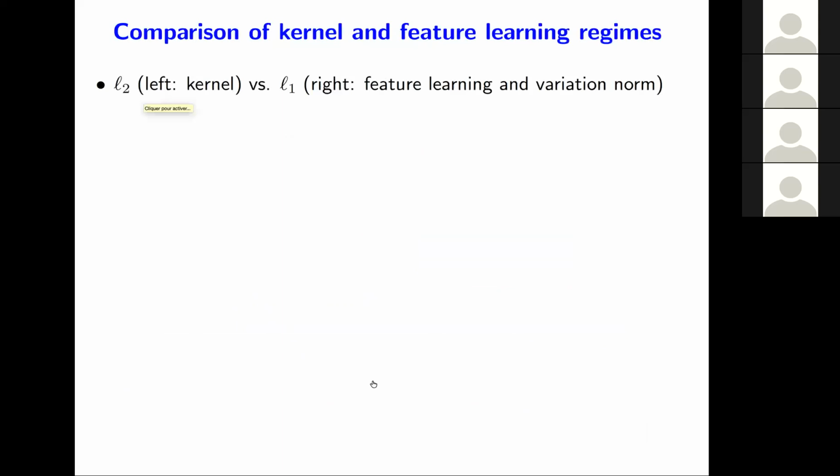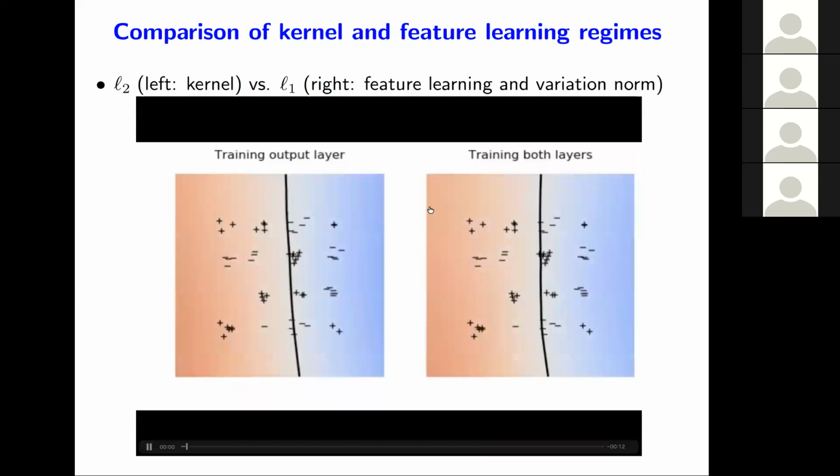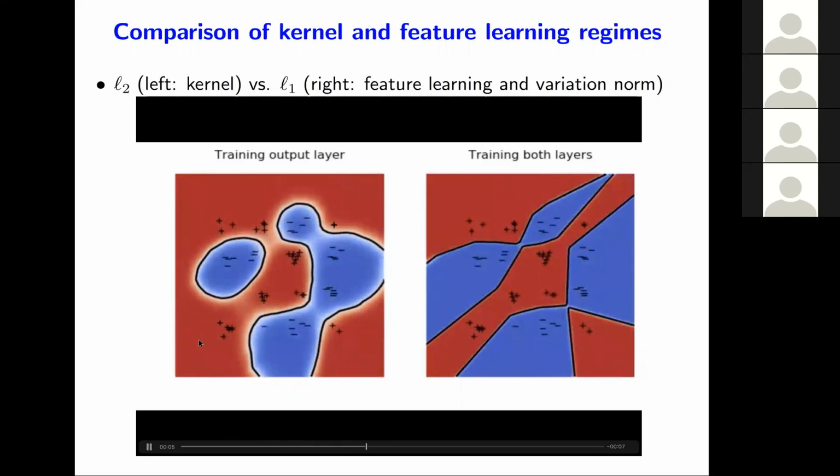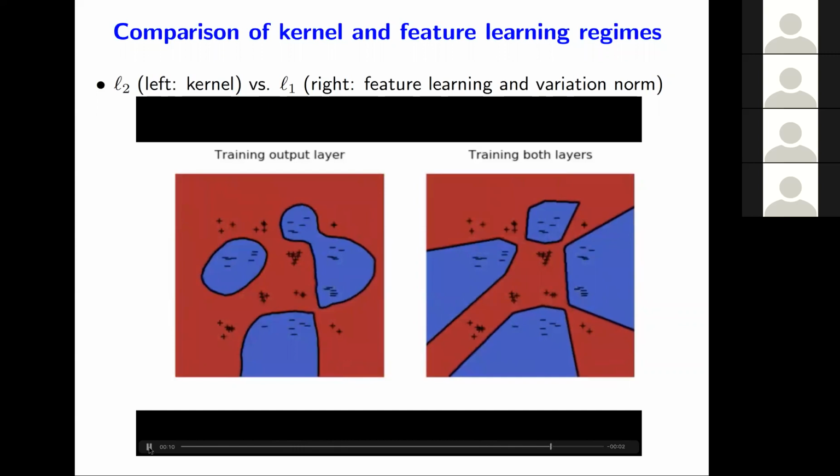And the last video compares the kernel regime, when you have smooth functions, and the feature learning regime, when you have non-smooth functions. Same problem. On the left, L2, where you learn the smoothest function, which separates the data. Whereas on the right, you see what you obtain with neural network learning, with all parameters being optimized. So you only get a small number of neurons. You learn the good directions which are important and you get a less smooth function.